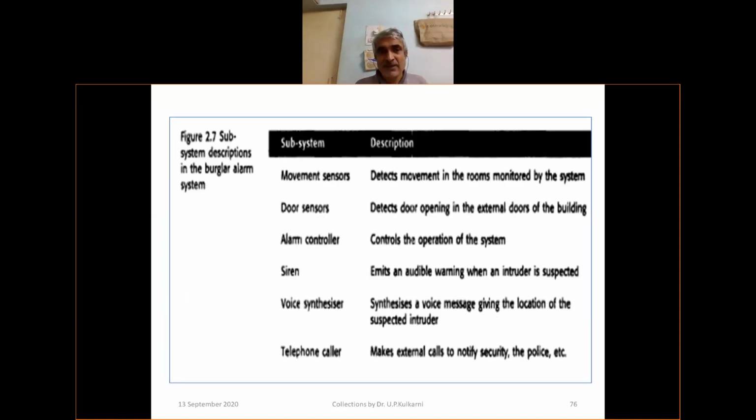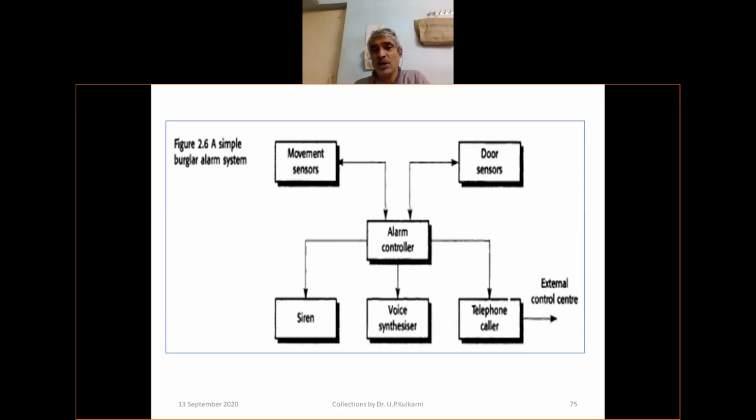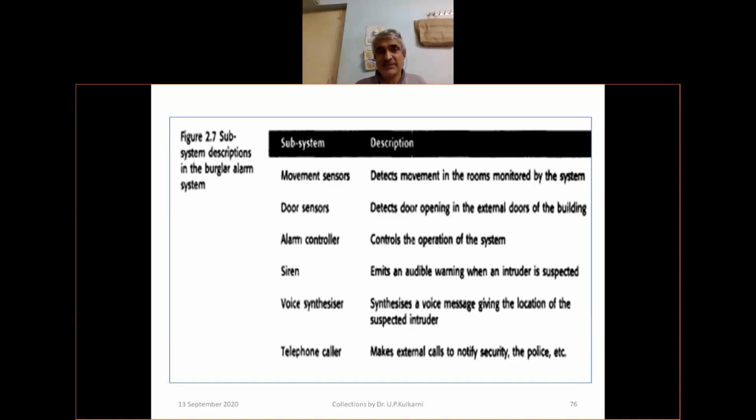After the architecture diagram, I was telling you, you need to describe every component of this, every subsystem. For example, movement sensor subsystem description: detects the movements in the room monitored by the system. Should we write all these things? Yes, you need to write. Look at the very professional words, how it is being written. Door sensor detects a door opening in the external door of the building. Alarm controller controls the operations of the system. Siren emits an audible warning when an intruder is suspected.